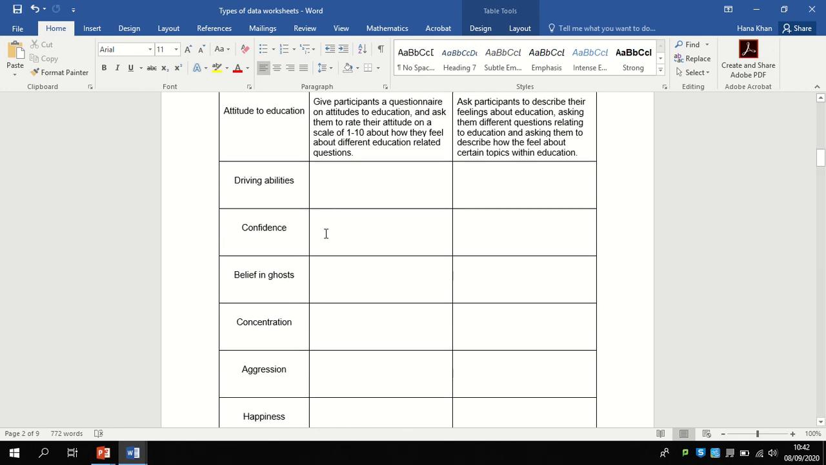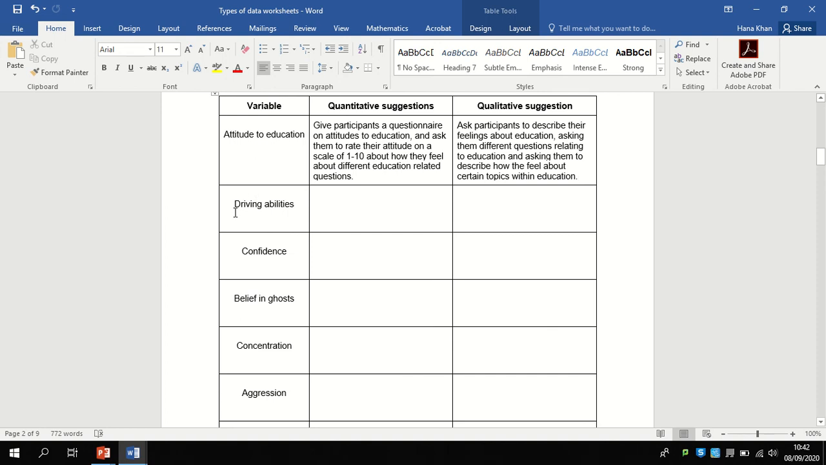But this is what you are doing, so you're going to try and operationalize how would we measure driving ability in a quantitative way and driving ability in a qualitative way. So again, driving ability in a quantitative way could be to get them to drive for 20 minutes and see how many mistakes they make. So the amount of mistakes would be how you'd quantitatively measure driving ability. Qualitatively, how would you measure driving ability? You would ask them how they feel about driving, whether they feel stressed or if they've ever had an accident in the past and things like that to measure their driving ability.